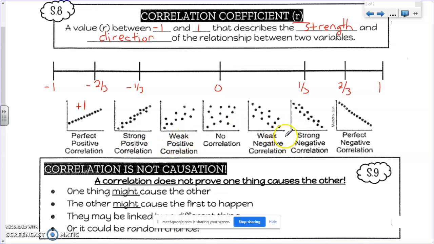So then here, it's going to the left, so it's negative. It's spread out, so it's weak. Here, get a little bit closer, strong negative correlation. Straight perfect line, so it's a perfect negative correlation.